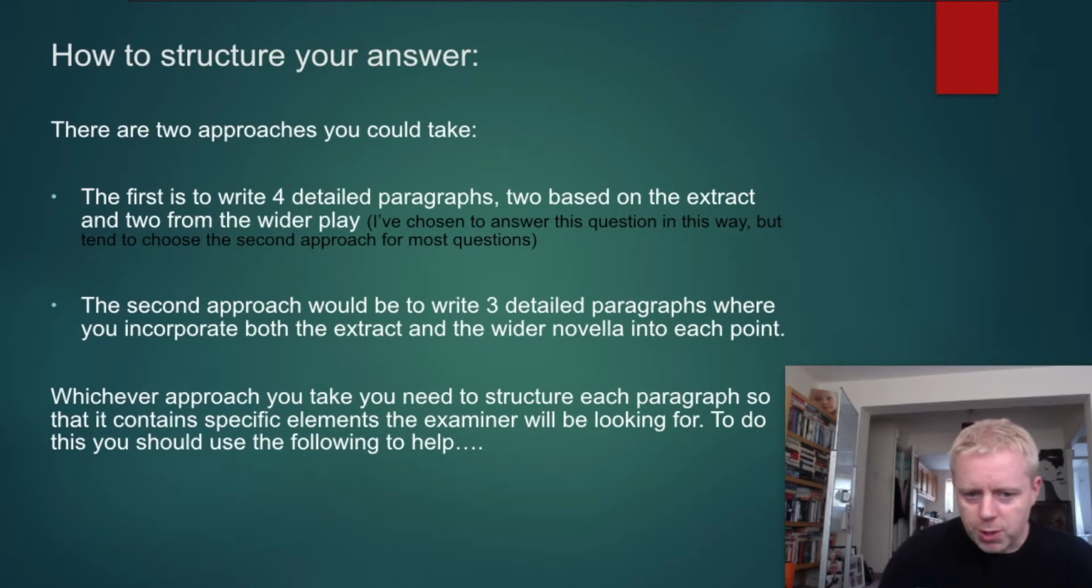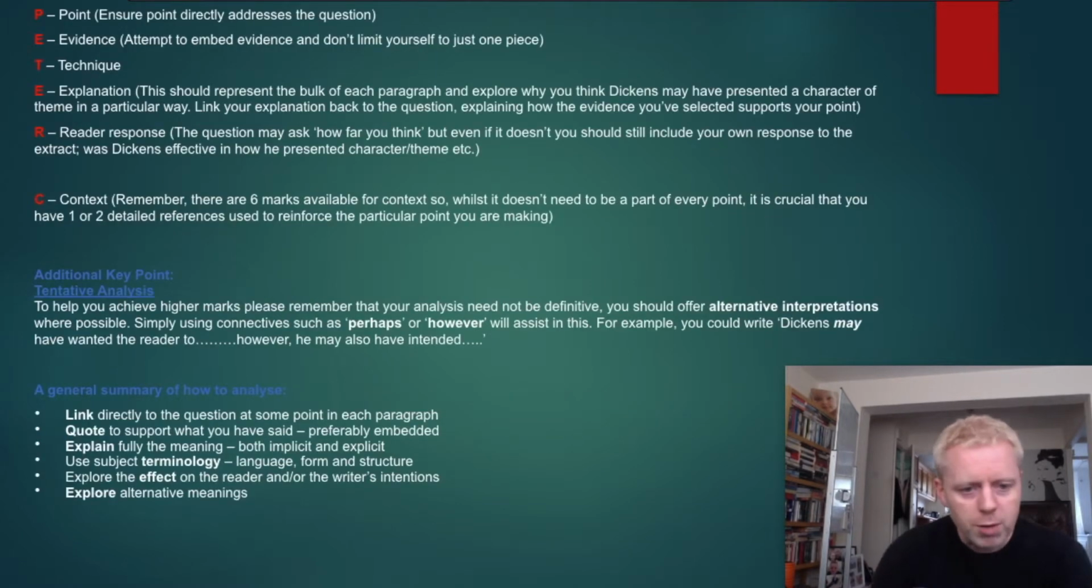Whichever approach you take, you need to structure each paragraph so that it contains specific elements the examiner would be looking for. To do this, you could use the following to help. Now, I'm not going to read through all of this. Pause the screen. Make a note of it. But I use it, and your teachers will have given you various ways, like PEAZ, PEE, PEEL. I use PETER C: point, evidence, technique, explanation, reader response, and context. Context is set aside there a little bit because it's only 20% of the overall mark, so it does not need to be incorporated into every point.